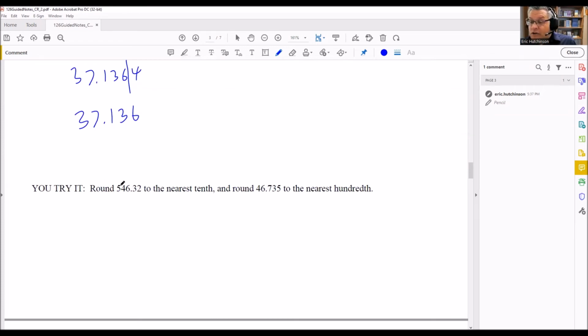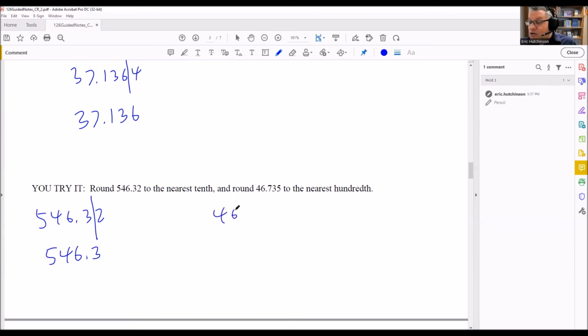We want to round this number to the nearest tenth. 546.32. The tenth is the first position. We'll draw a bar right there. We want to round to the nearest tenth, which means you look at the number to the right of the number in the tenth position. It's not 5 or above, which means you're just going to drop off the 2, and your answer would be 546.3.